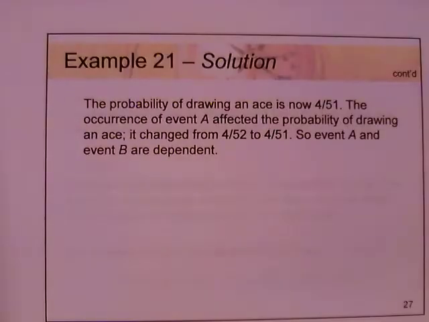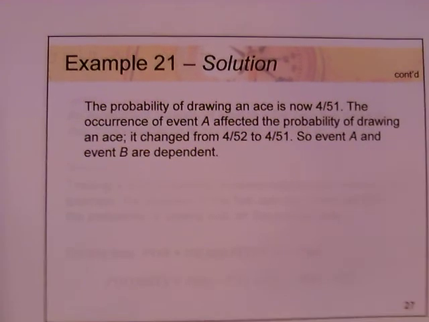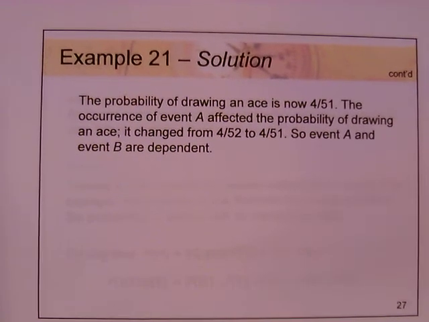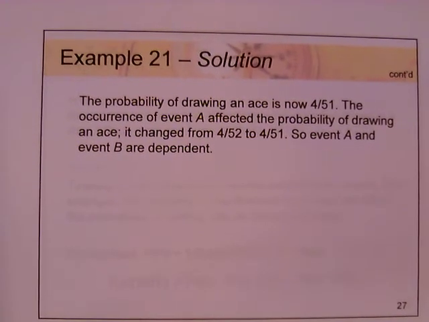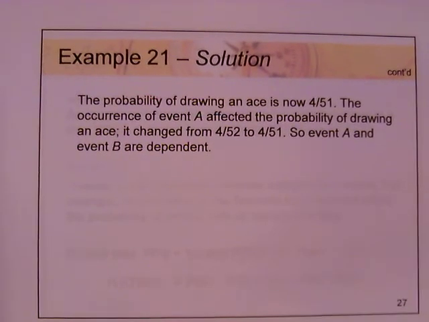So the probability of drawing an ace will now be 4 over 51. The occurrence of event A affected the probability of drawing an ace. It changed from 4 over 52 to now 4 over 51. So event A and event B are considered to be dependent events. Those are just a couple of illustrations of what independent events are and what dependent events are.